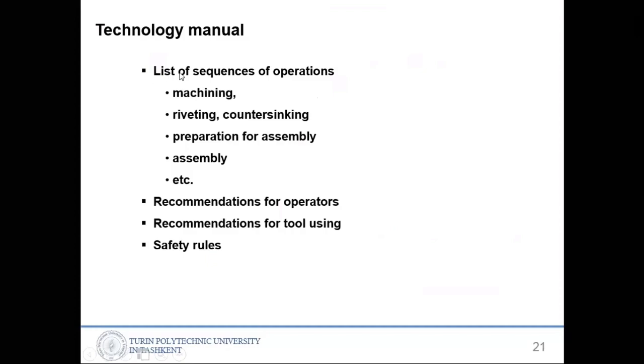A technology manual is a list of sequences of operations, for the machining, riveting, countersinking, preparation for assembly, etc. That is the manufacturing process, and we will have a different lecture for this; the next lecture will be about this. It also has recommendations for operators: do this, bring that tool and use that tool in this mode, plus recommendations for tool use and safety rules. I will show the technology manual and how it looks.